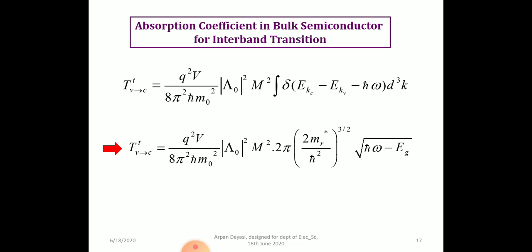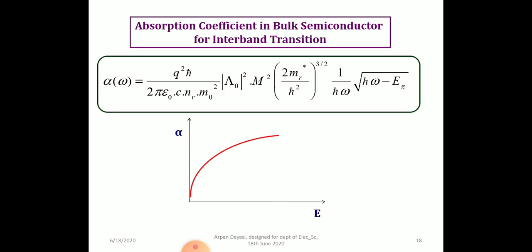You may ask what is m_r. m_r is the reduced effective mass. I think this parametric value is known to all, so it's not a matter of concern, but it is ultimately the reduced effective mass. And so you will get the total transition probability, which is q²V by 8π²ħm0² times the amplitude squared times M². M² is the momentum matrix element, multiplied by the function which comes from the integral of the delta function.